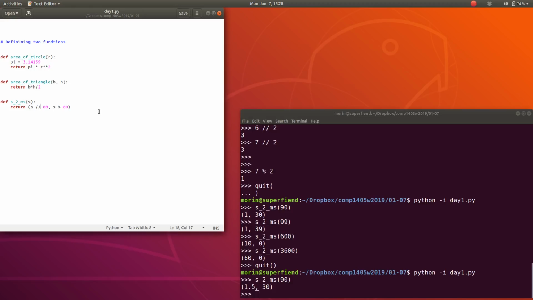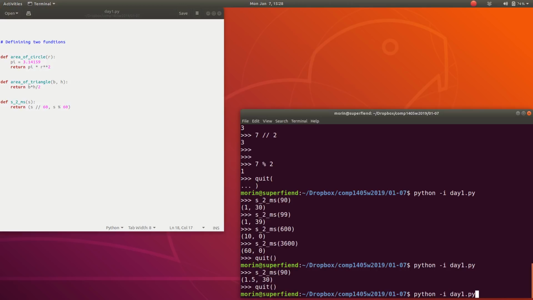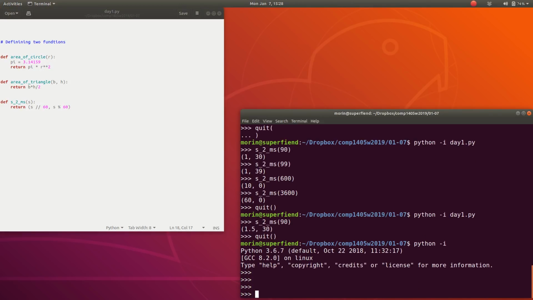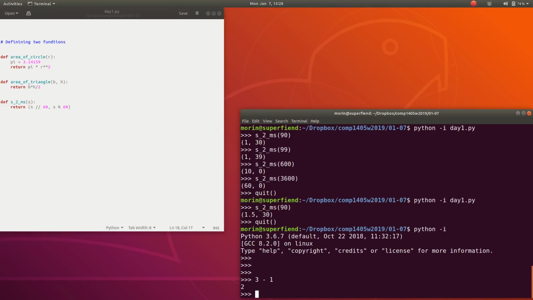Okay. A little bit more about this difference between integers and floats. So let's try 3 minus 1. So back to the basics. What's that? 2. 3.0 minus 1.0.